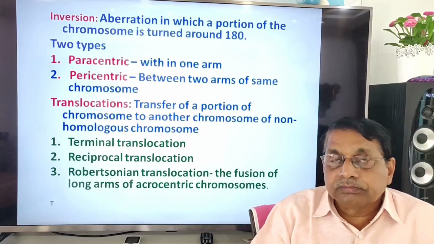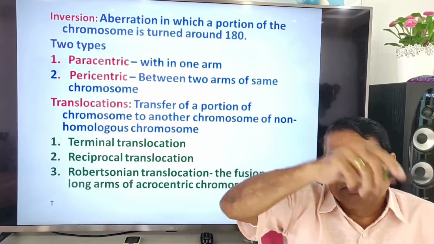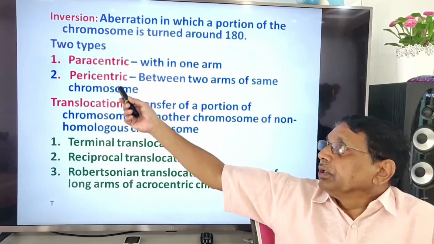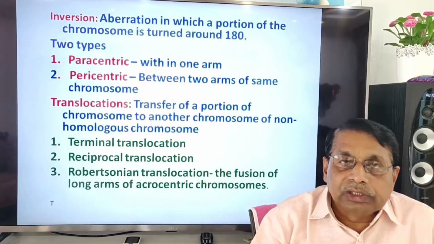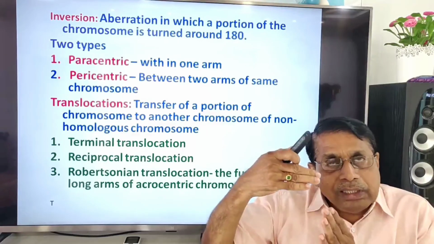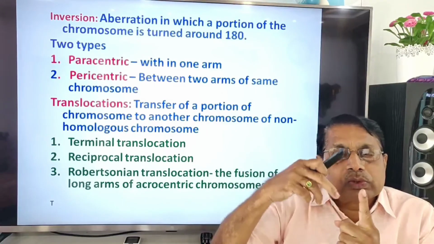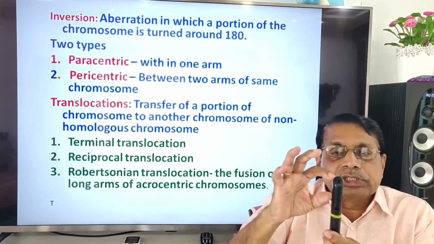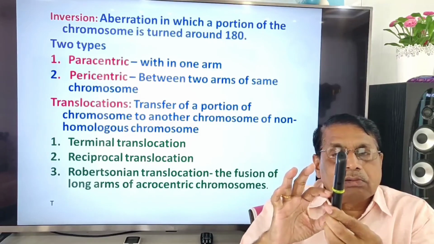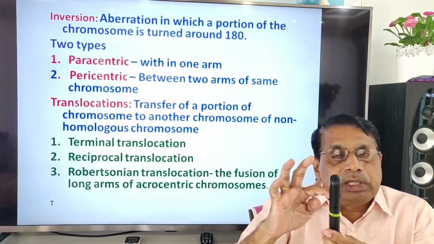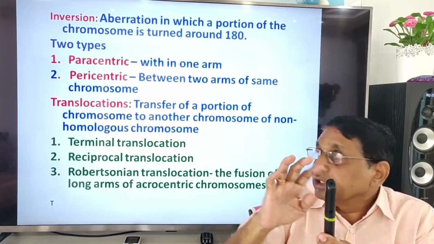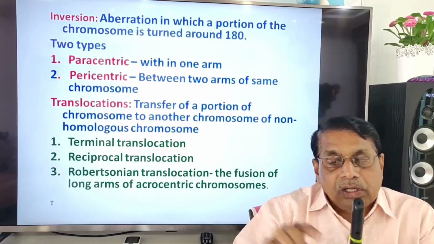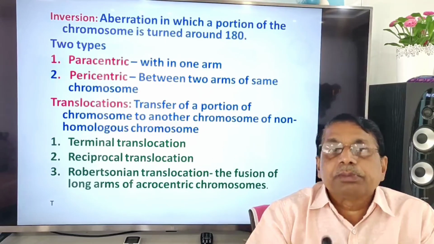Inversion, change in the order, may be paracentric or pericentric. Suppose this is the centromere position, this is one arm, this is another arm. Change in the order only in one arm of the chromosome, that is paracentric. Suppose there is a change in the order here also, that is pericentric.